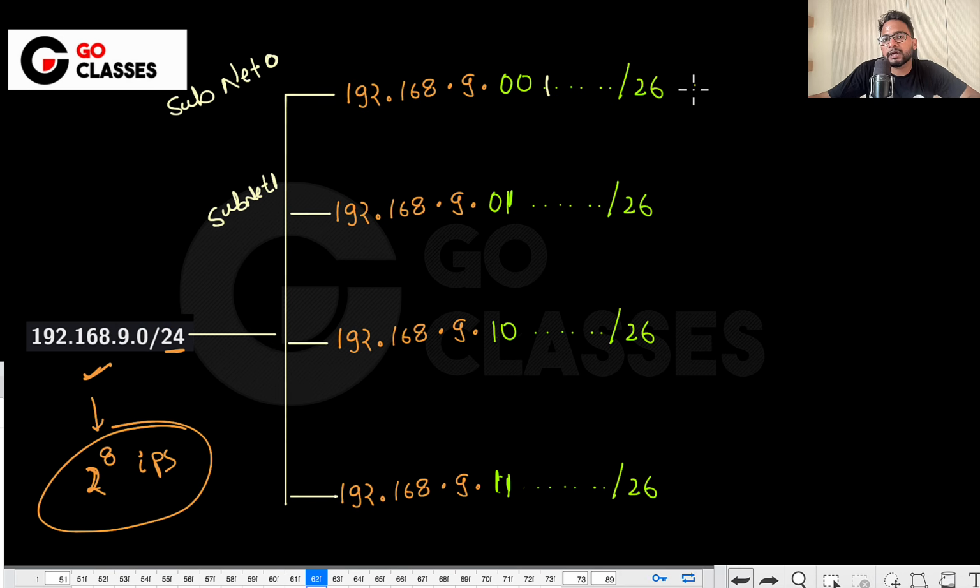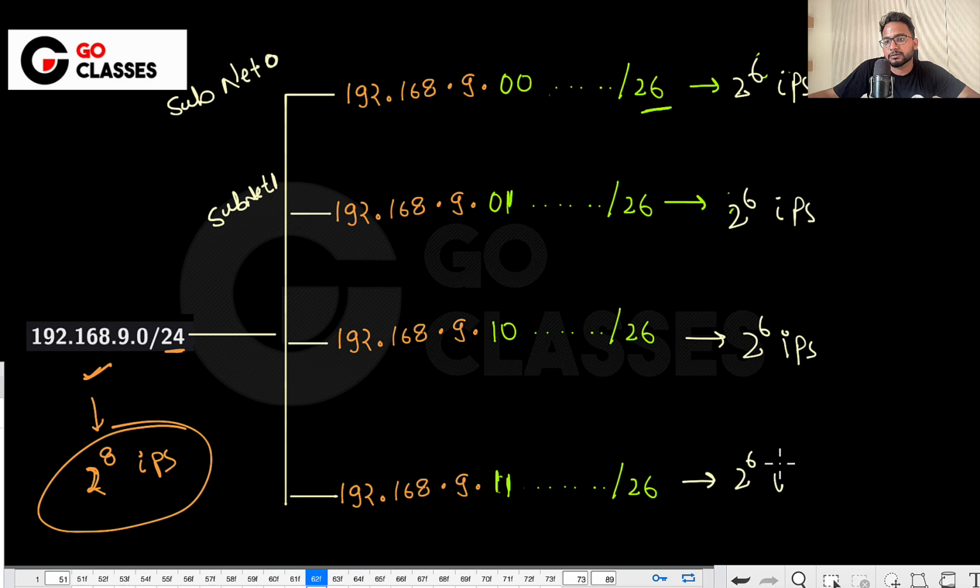How many IPs you will be getting here? 2 power 6, because only 6 bits are free. So it's 2 power 6 IPs. How many IPs here? Again 2 power 6. Let me choose another color. Here it is 2 power 6 IPs only. Similarly, here also 2 power 6 IPs, and here also 2 power 6 IPs.